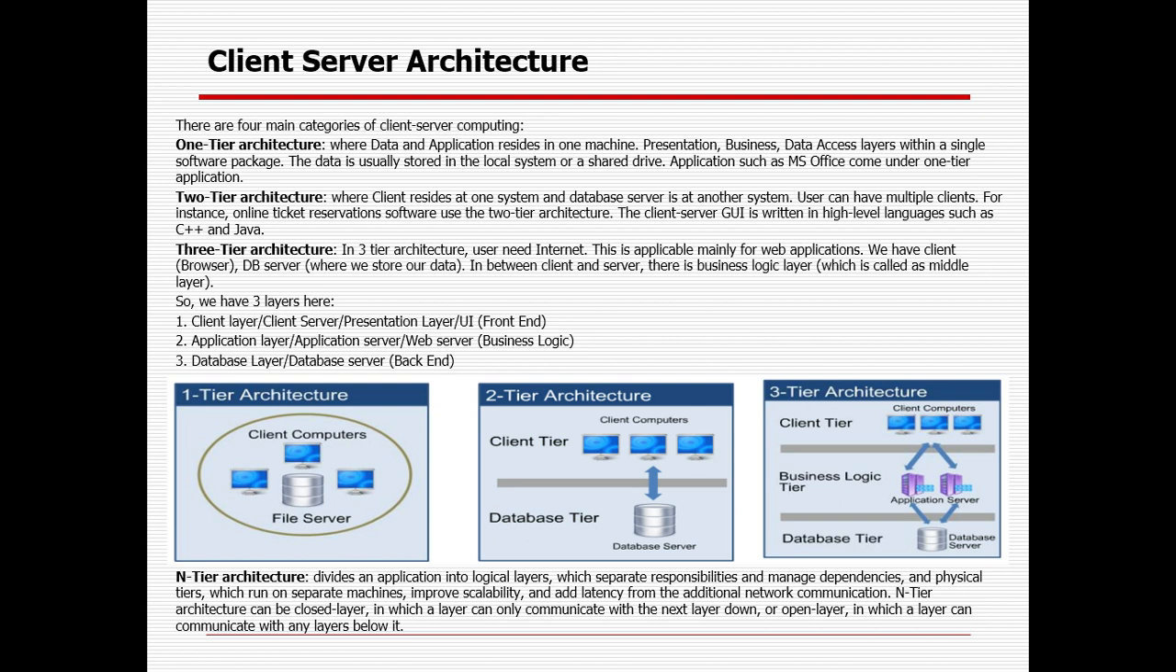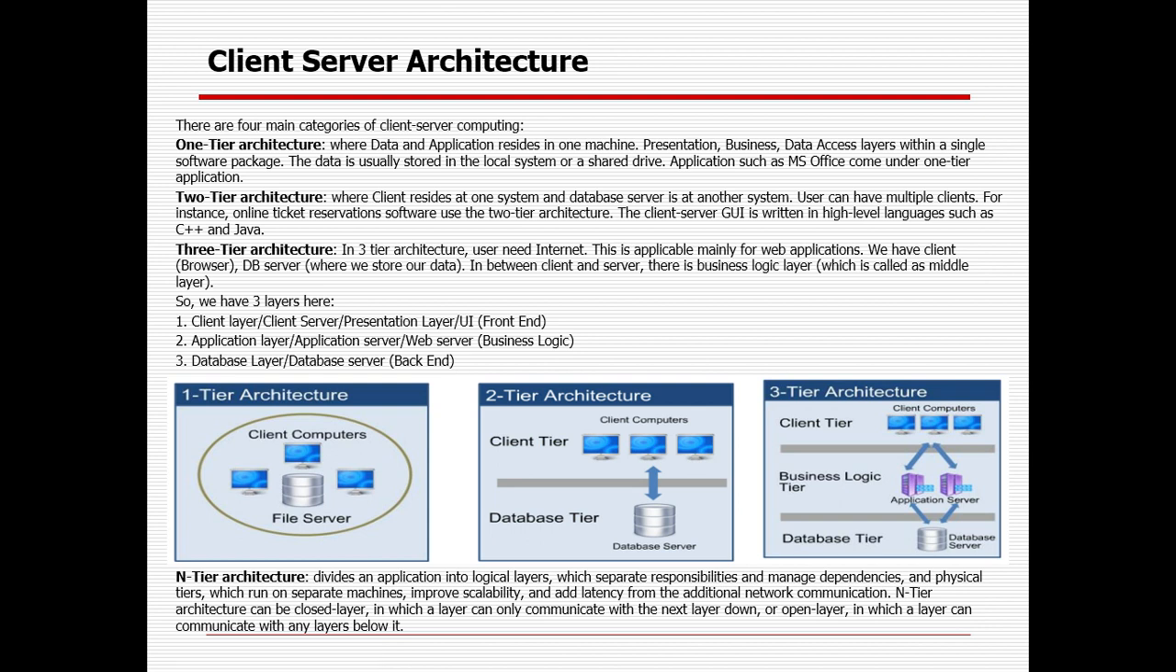What is the client server architecture? In real time there are four main categories of client server computing. One is the one tier architecture, second is the two tier architecture, third is the three tier architecture, and the fourth is the n tier architecture. In the diagram I have already tried to depict the three main architectures.